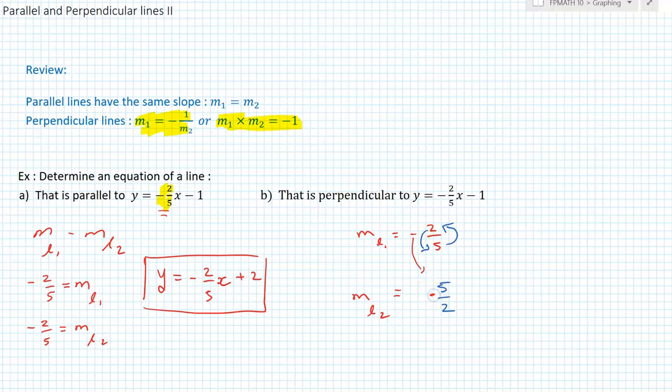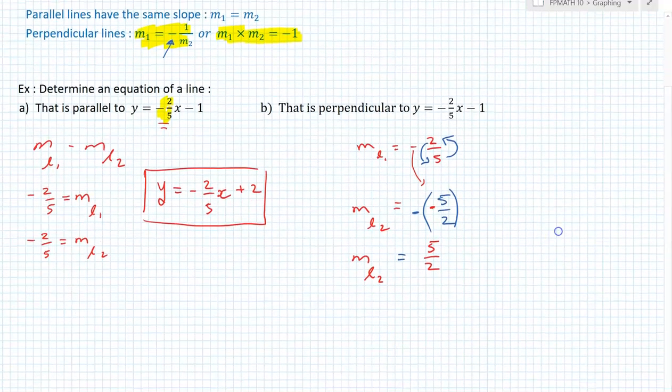But for the actual perpendicular slope, we need to have a negative in front as well. This is the negative right there. Okay, so negative reciprocal of the original. And when we do the math, what do we get? We get +5/2. That would be the slope of the second line that is perpendicular to the first line.